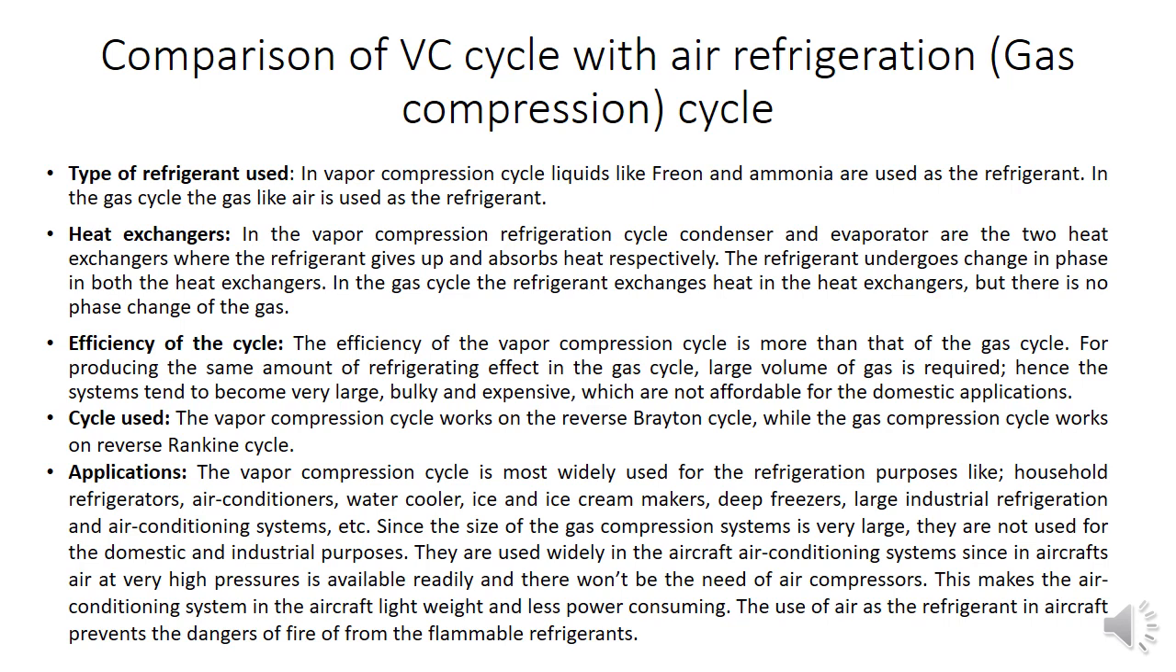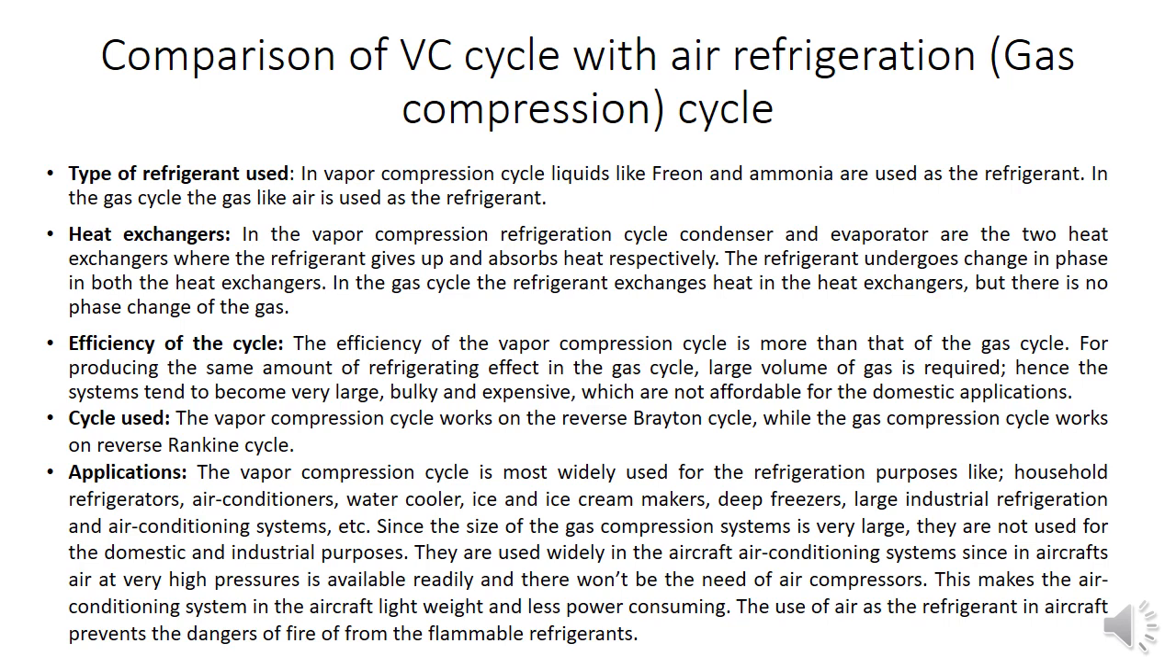Second difference is with the heat exchanger. In the vapor compression refrigeration cycle, the condenser and evaporator are the two heat exchangers which absorb and give up the heat, and the refrigerant undergoes a change in phase, while in the gas cycle, the air refrigeration cycle, the gas exchanges heat in the heat exchanger, but there is no phase change of the gas. So the difference is phase change in the vapor compression, while no phase change in the air refrigeration. The efficiency of the vapor compression cycle is more than the gas cycle, because for the same refrigerating effect a large volume of gas is required. So for the same efficiency, the air refrigeration system becomes bulky and expensive, which is also not advisable for domestic application.